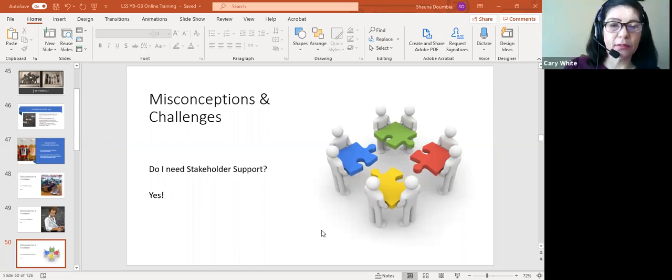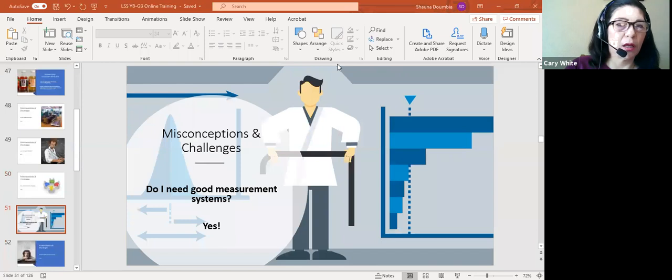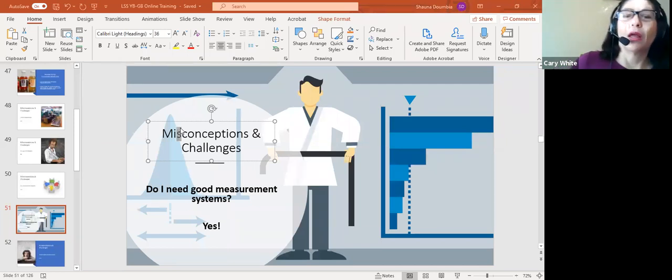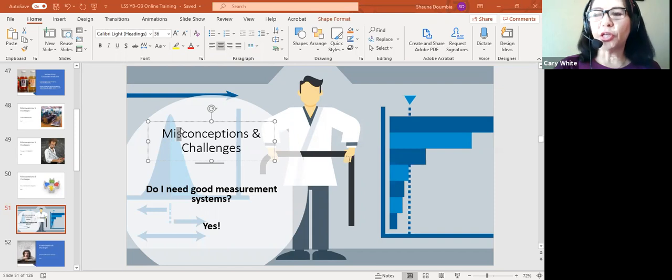All right, let's hop to the next one. Okay, so for this one, another next thing is, do I need good measurement systems? Absolutely. One of the reasons you need good measurement systems is you've got to be sure you're measuring the correct thing.